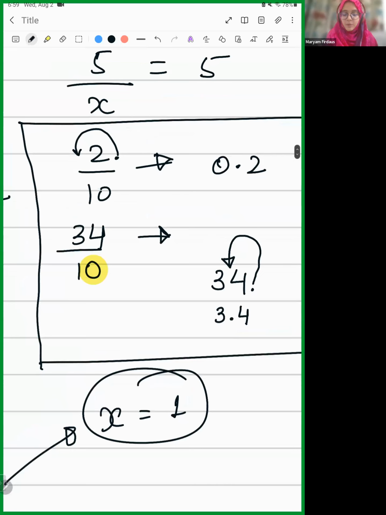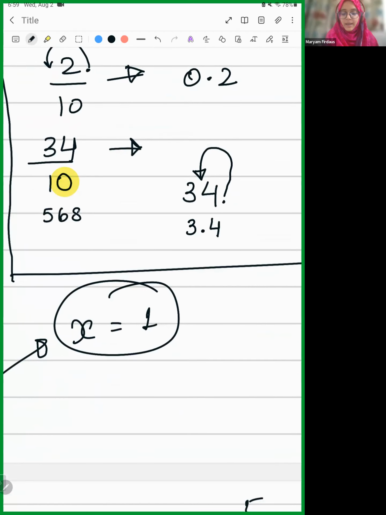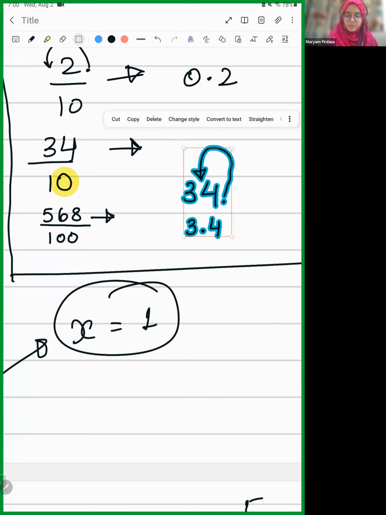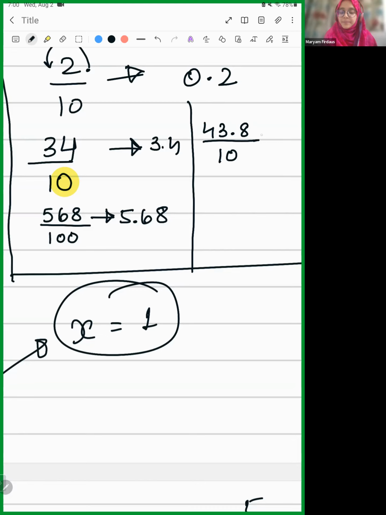Then tell me this. If you have 568 by 100, what will this become? 5.68. Very good. It will become 5.68. Abdul Rahman, your turn now. 43.8 divided by 10. What will this become?